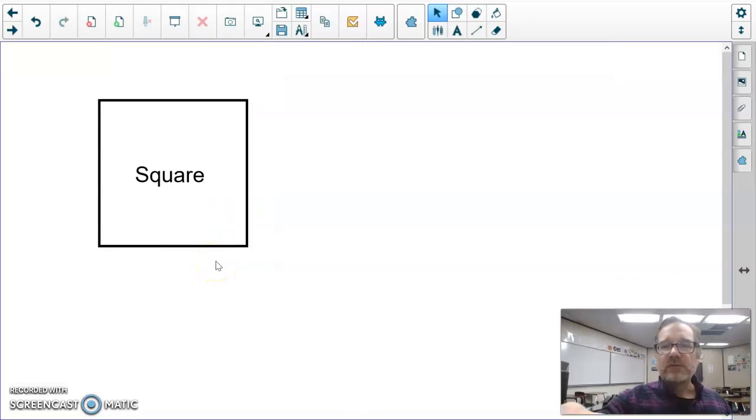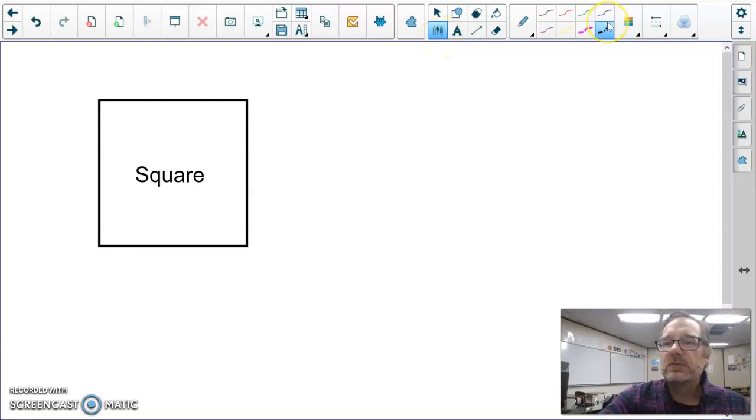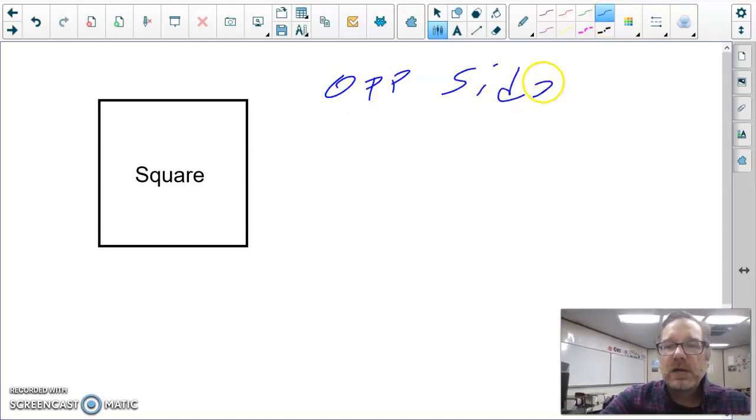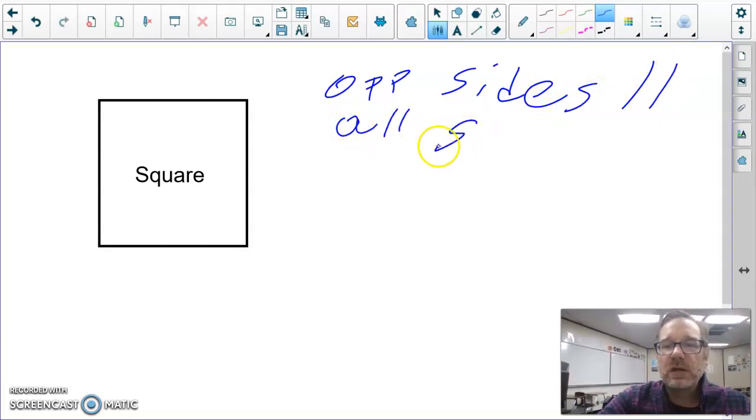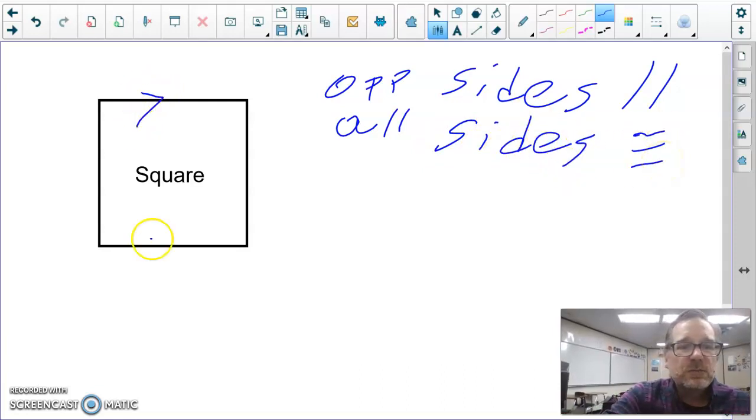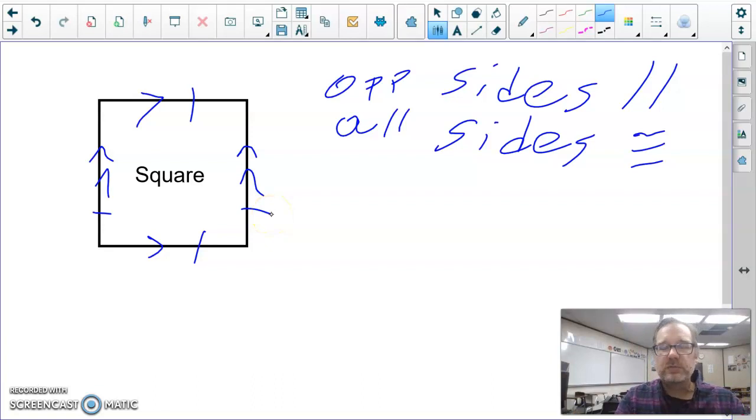So if I have a square, first thing I know is, because it's a parallelogram, opposite sides are parallel, and we know opposite sides are congruent, but because it's a rhombus, all sides are congruent. So top and bottom are parallel, top and bottom are congruent, right and left are parallel, right and left are also congruent, but all of them are congruent. So we've got 4 congruent sides in a square. A square has 4 congruent sides because it's a rhombus.